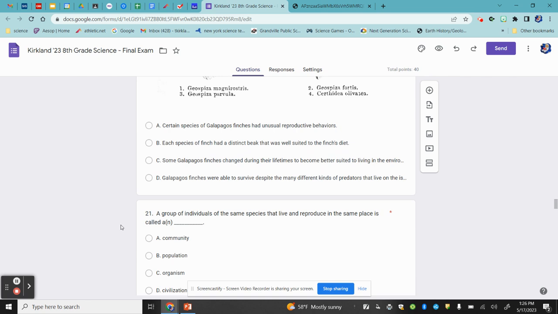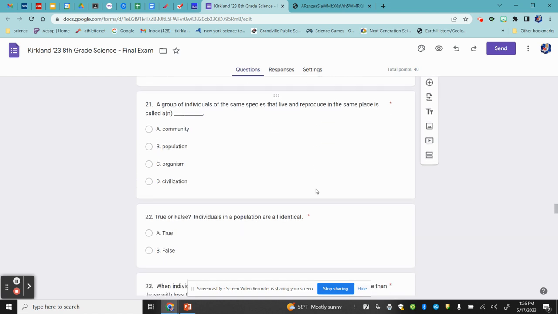A. Certain species of Galapagos finches had unusual reproductive behaviors. B. Each species of finch had a distinctive beak that was well suited to the finch's diet. C. Some Galapagos finches changed during their lifetime to become better suited to living in the environment. D. Galapagos finches were able to survive despite the many different kinds of predators that live on the island.